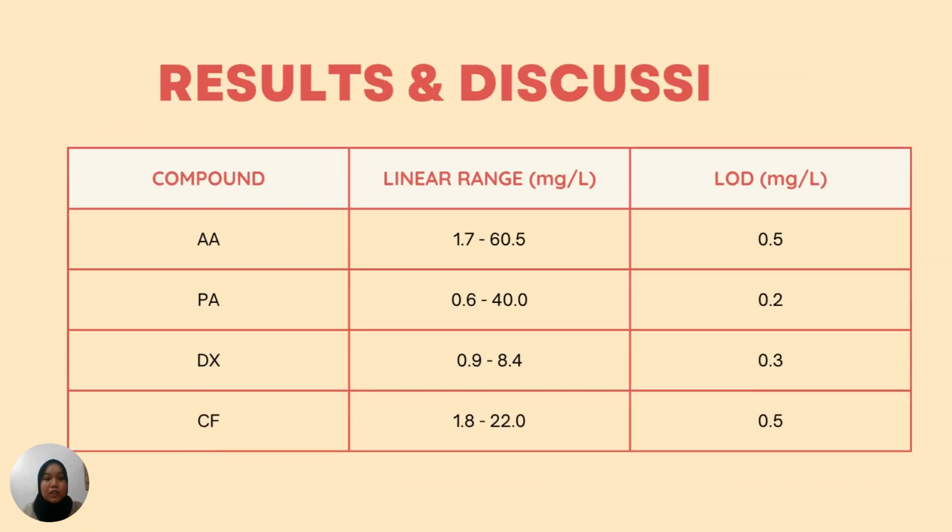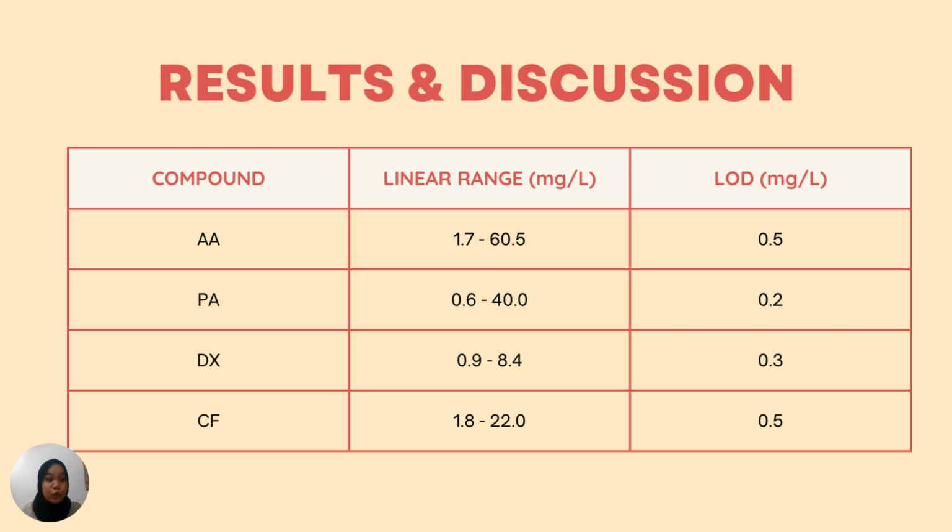So here we go to the results and discussion. This is the result first. We can see here our four API, which are the active pharmaceutical ingredients ascorbic acid, paracetamol, dextromethorphan, and caffeine. Based on this linear range, we can see that all of these API have different linear ranges and limits of detection.